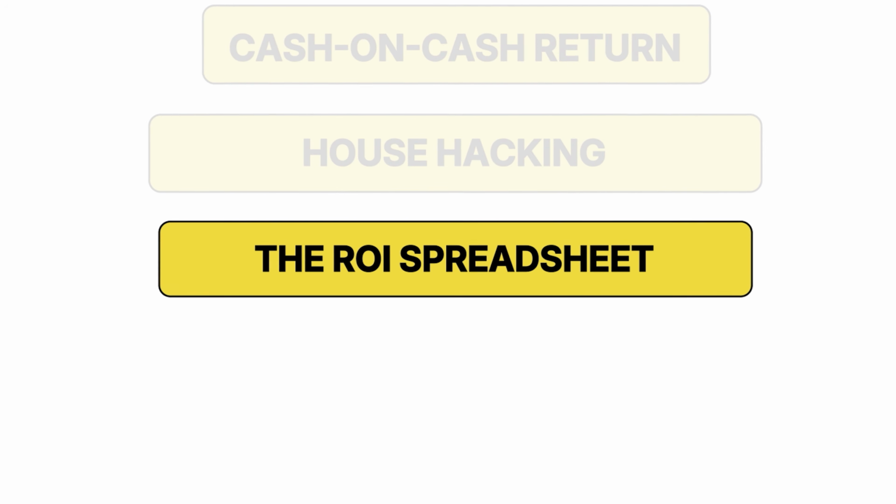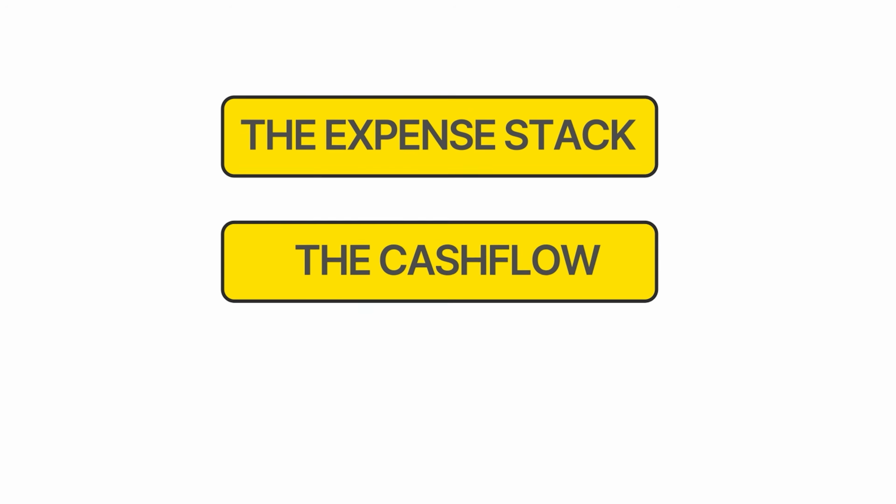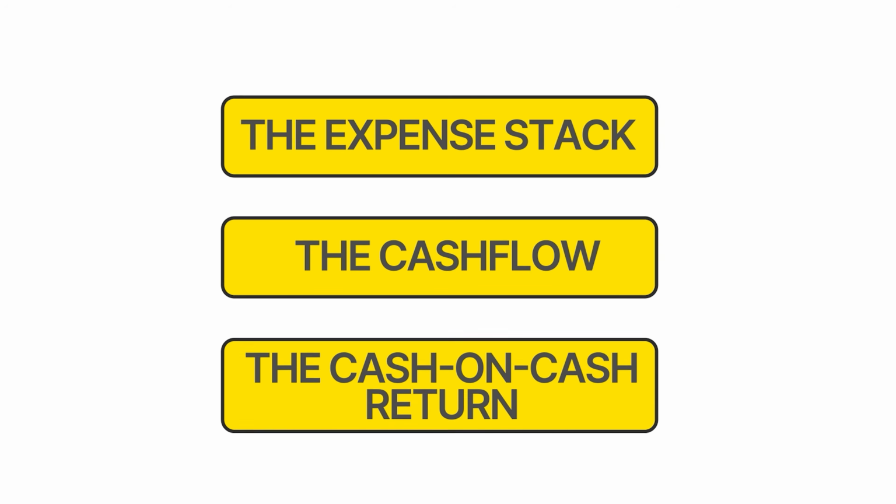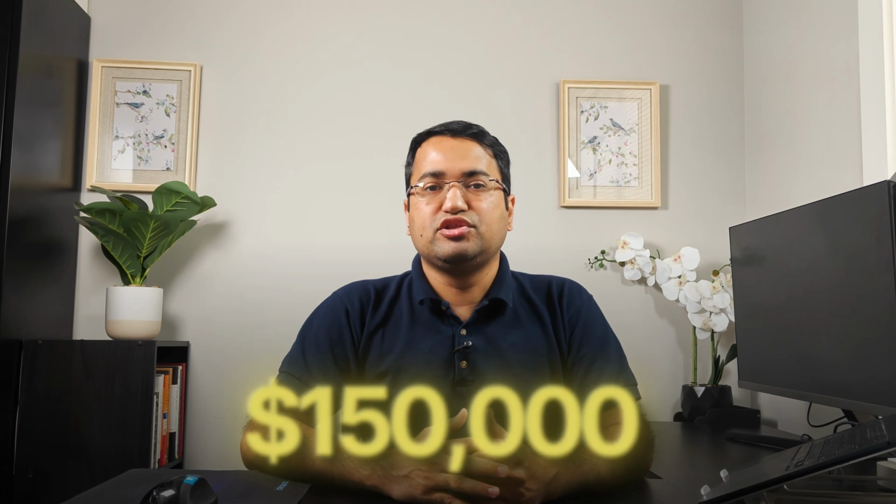The ROI spreadsheet. Every number I have walked you through, the expenses stack, the cash flow, the cash on cash return, you can calculate all of it by hand. But when you are running 5 or 10 deals at a time, doing it manually slows everything down. This is the tool I built to fix that. I'm going to open the spreadsheet right now and run the $150,000 deal through it live.